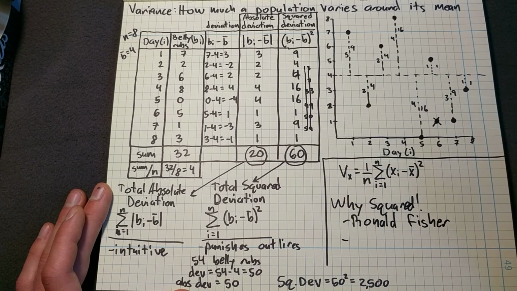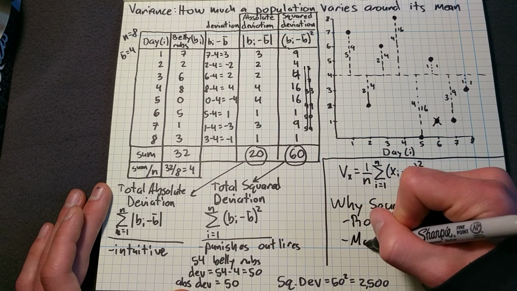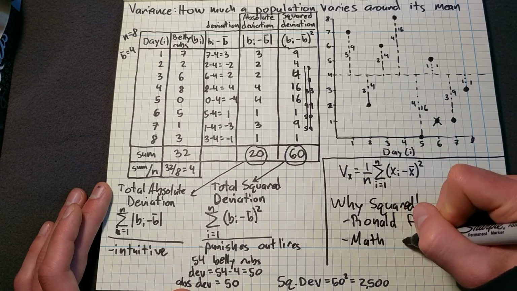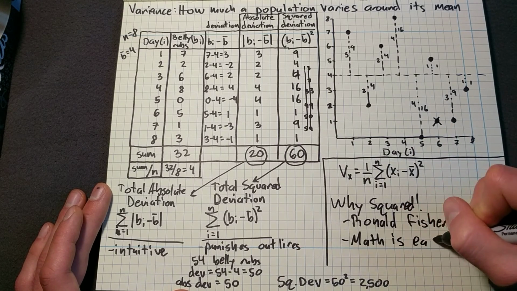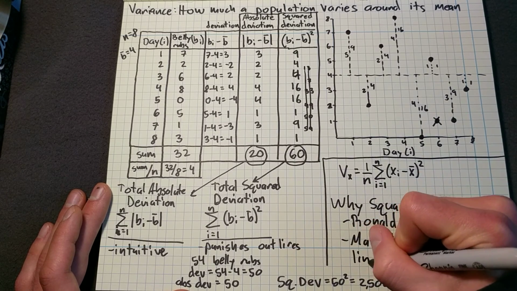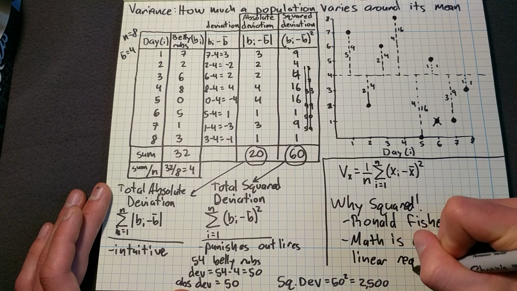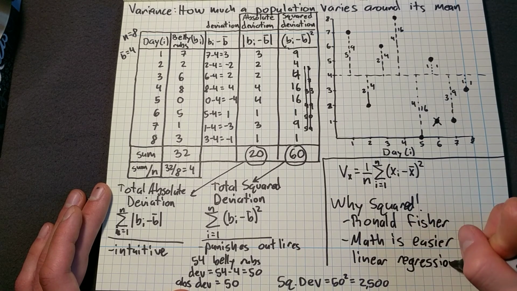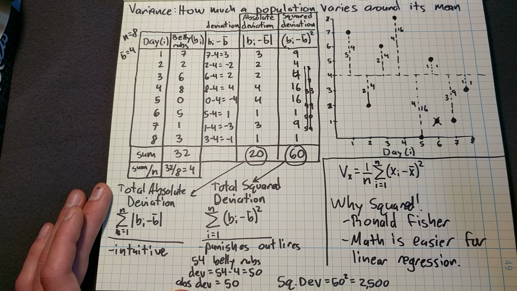And the reasons will become very apparent later as we get into linear regression. And I'll go ahead and write that down. So one of the great benefits of using this squared term for variance is that math is easier for linear regression. And there are a whole other slew of reasons, but we'll get to those later. So that's the effect of the squaring, and a very unsatisfying reason why.